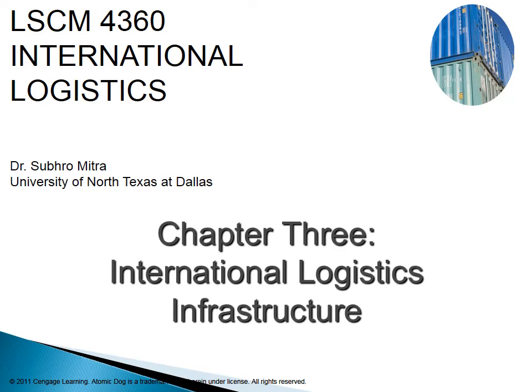By infrastructure, we not only mean roads and highways or ports, but there are other components of the infrastructure which are required for smooth flow of goods, smooth flow of information, storage of goods, and other activities related to logistics. So let us get started with chapter 3, which is on logistics infrastructure.